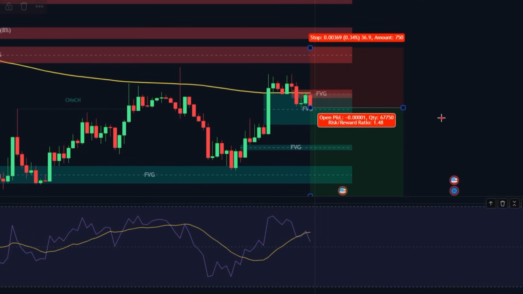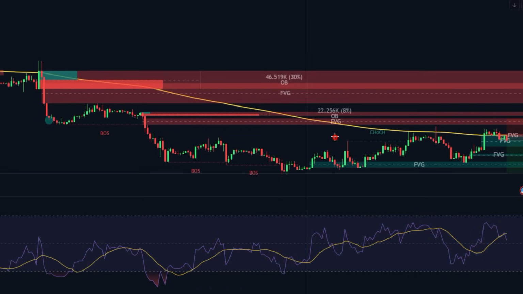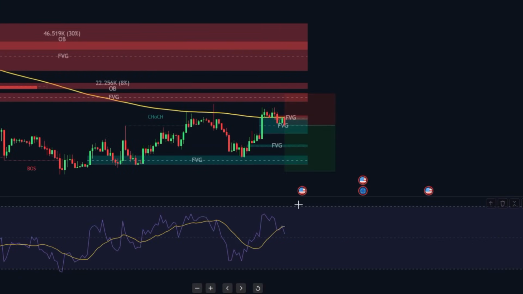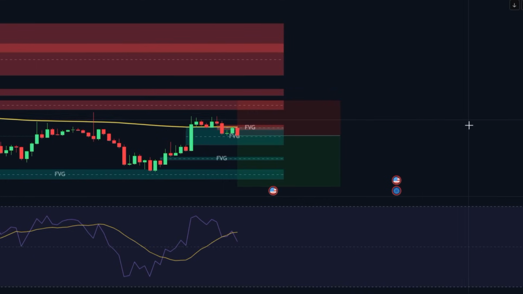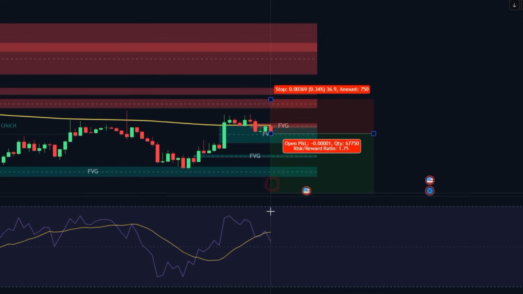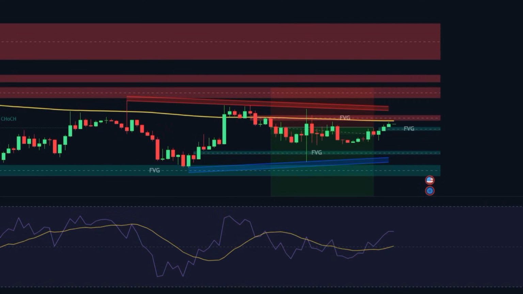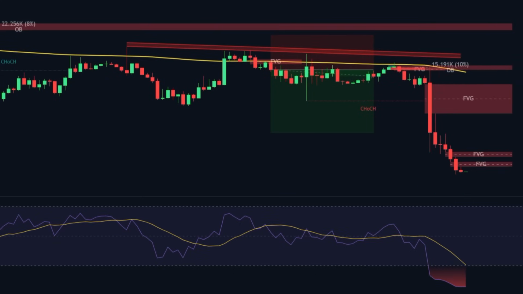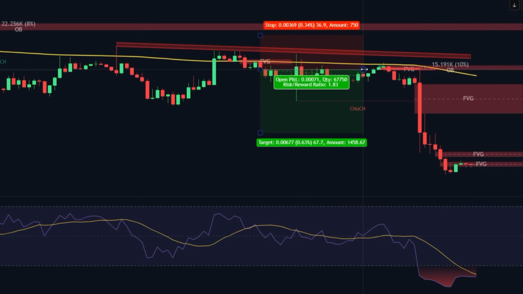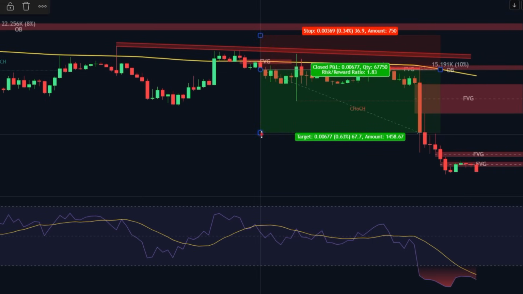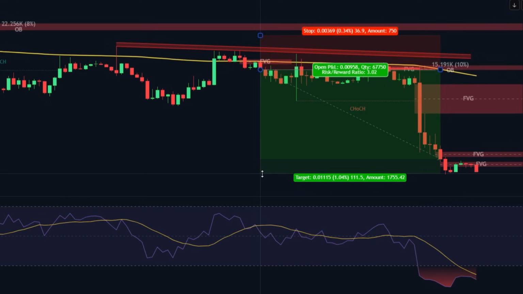Step 4. Execute and manage. We enter a short position on the close of this bearish candle. We place our stop loss just a few pips above the high of the order block zone, giving the trade room to breathe. For our target, the toolkit has identified this sell-side liquidity level down here. We set our take profit there, giving us a clean 3-to-1 reward to risk trade. And as you can see, the price melts down and hits our target perfectly. No stress, no guessing, just following the plan.